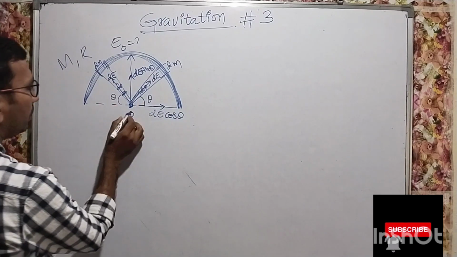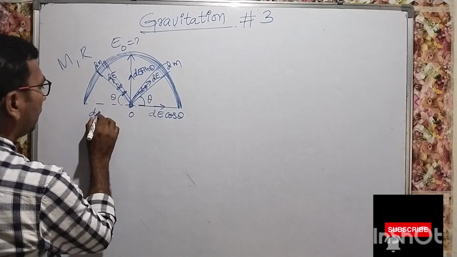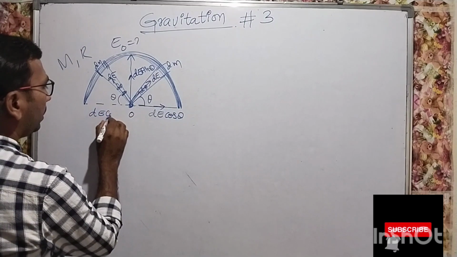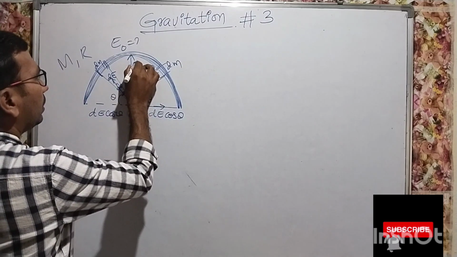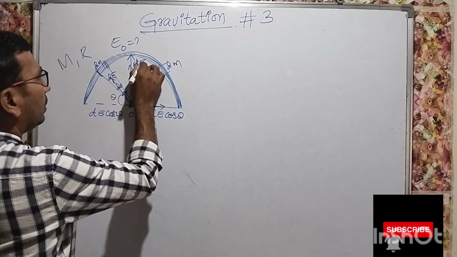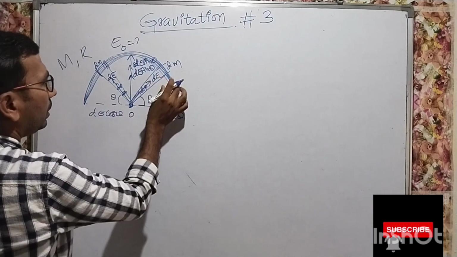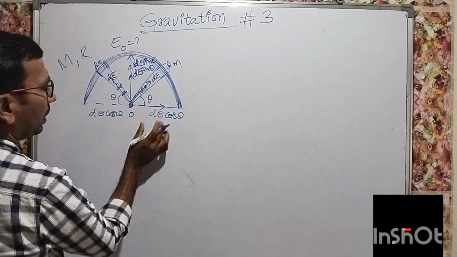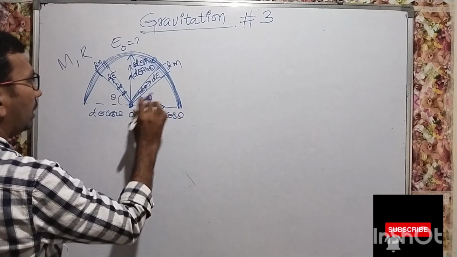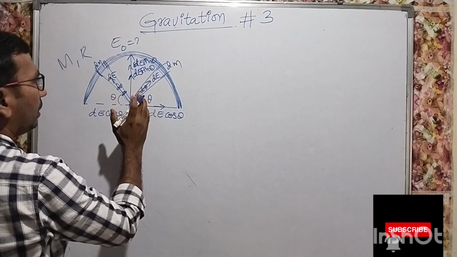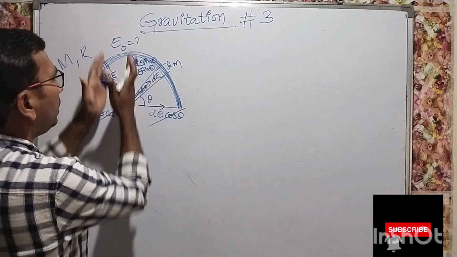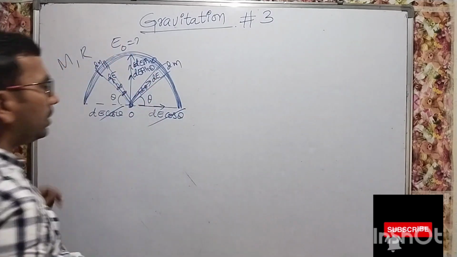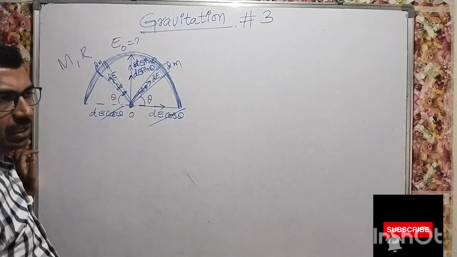So the dE is resolved into two components: along the horizontal is dE cos theta, and along the vertical is dE sin theta. Here, for the mass on this side too, along the horizontal is dE cos theta and along the vertical is dE sin theta. So the dE cos theta components cancel. Only dE sin theta adds up.